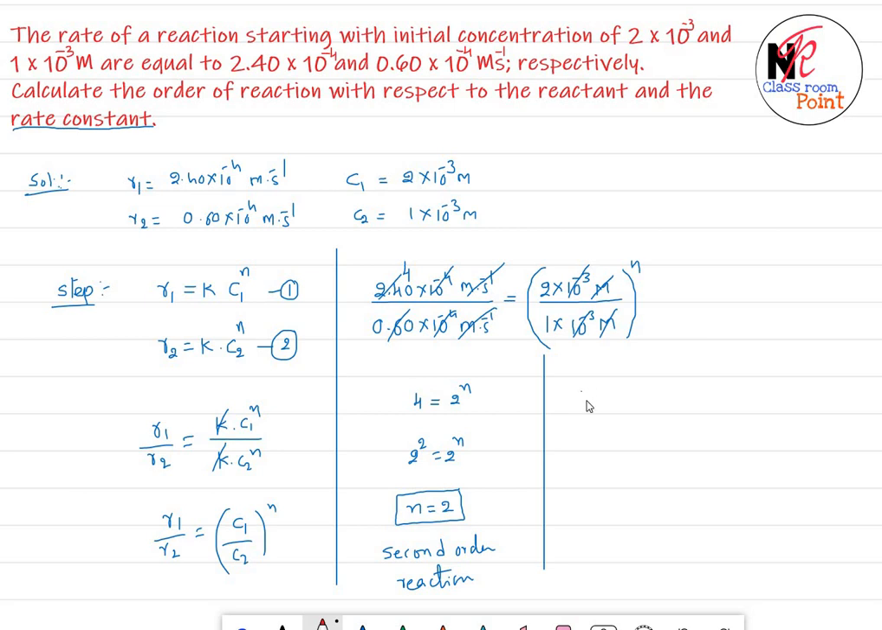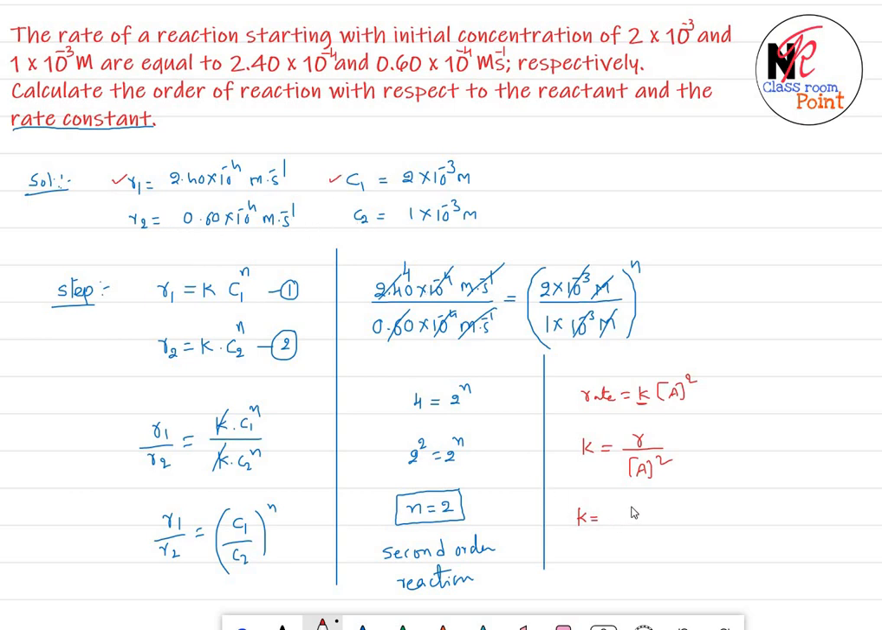For a second order reaction, rate equals K into concentration of A power 2, because rate is directly proportional to the second power of the concentration term, and we need to calculate the K value. So now K equals rate divided by concentration of A power 2. If you take the first rate value, you have to take the first concentration. If you take the second rate value, you have to take the second concentration.